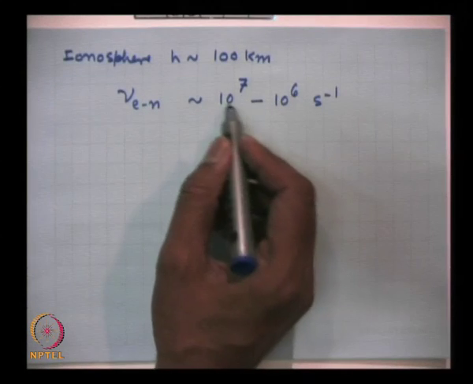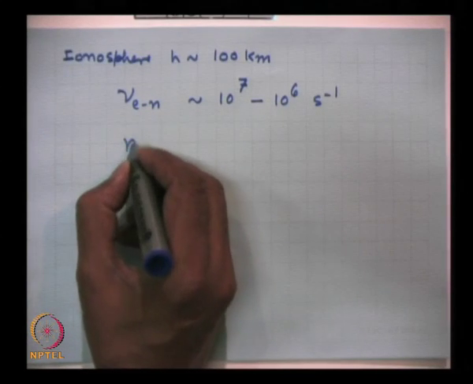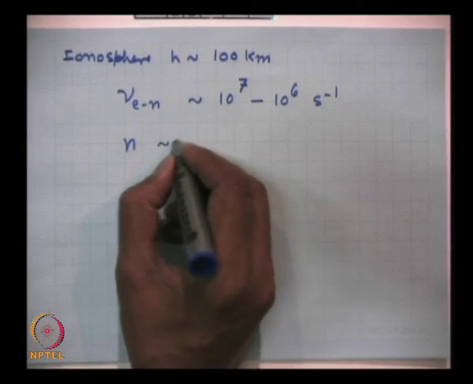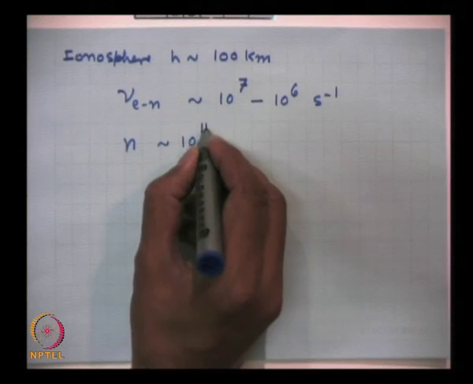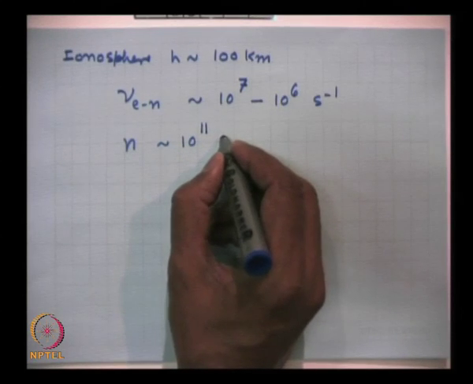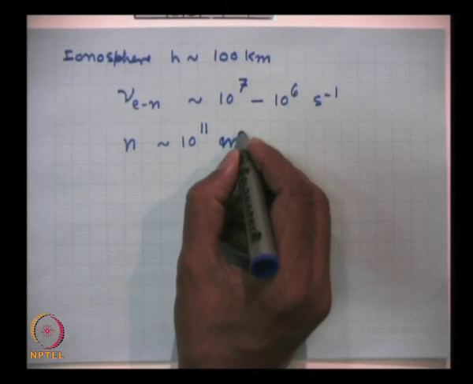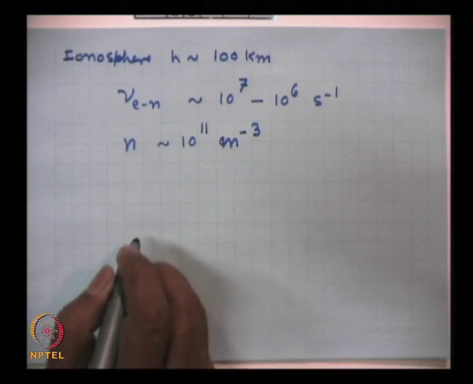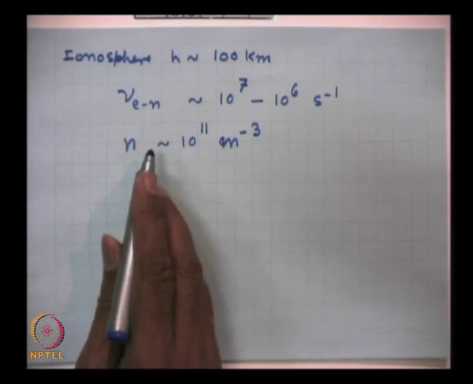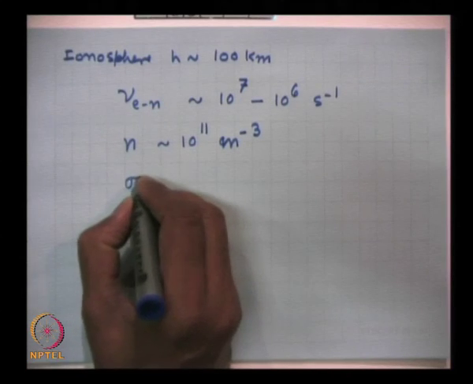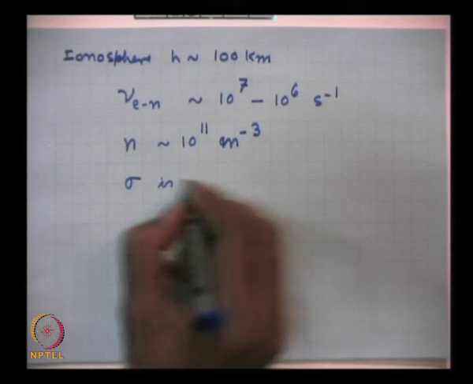This is quite a high collision frequency, and the density of electrons in the lower ionosphere is around 10 to the power 11 per meter cube. As a result, conductivity is quite low. Sigma is quite low.